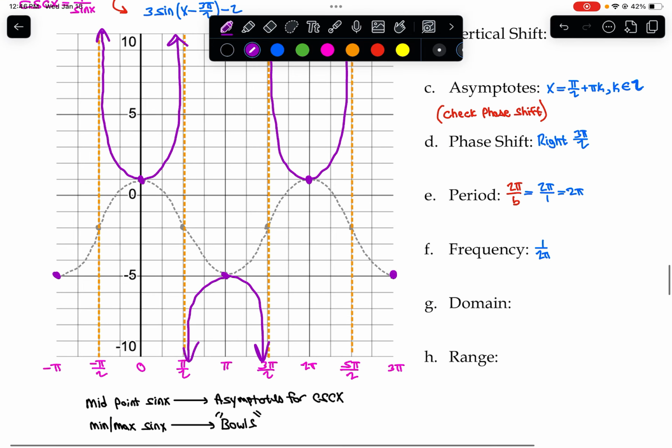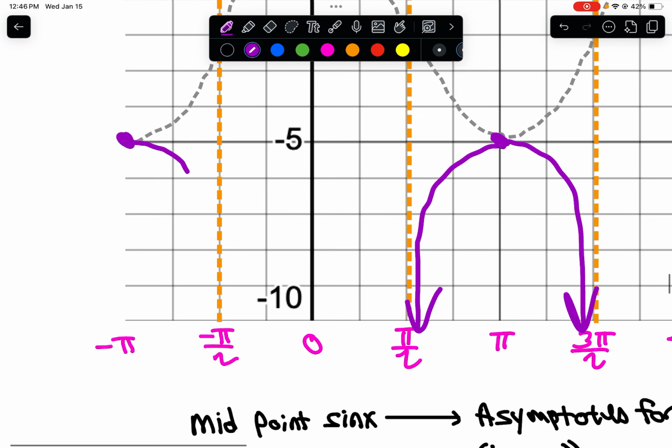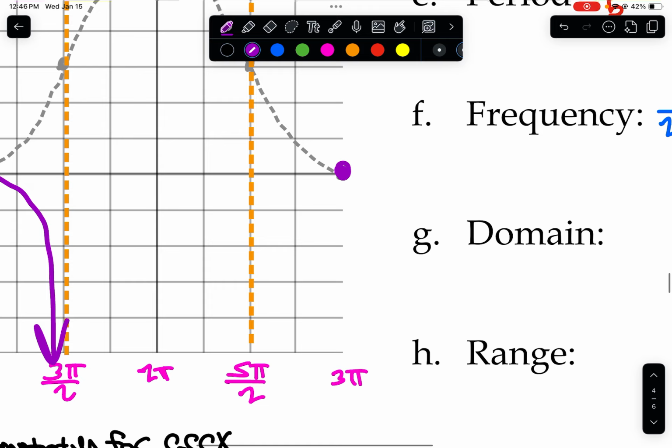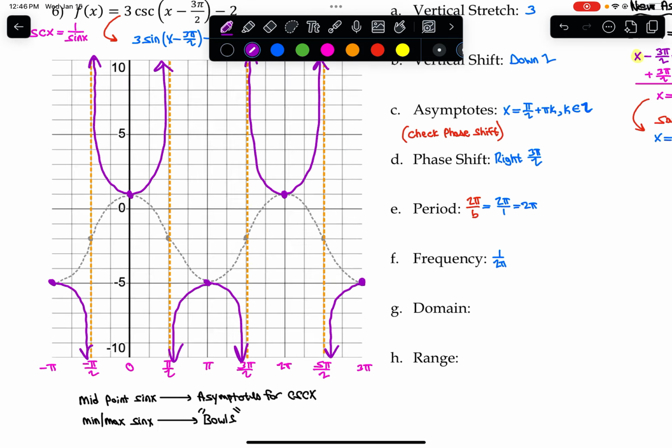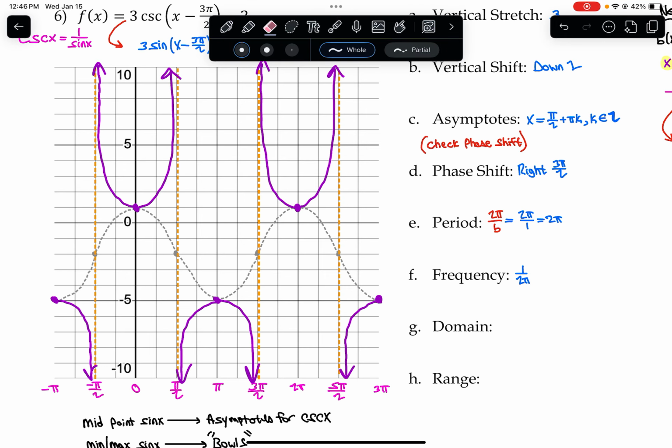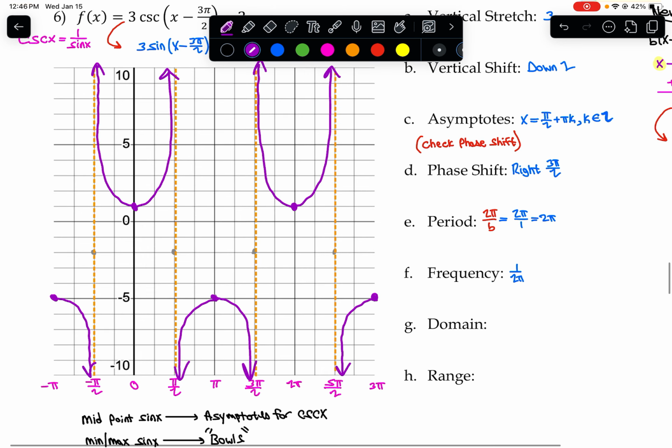All right, and then if you look on either end, you're going to see that we also can do some half bowls. So I'm going to go ahead and draw those as well, just so you can get an idea of what your graph looks like. All right, so now that I have my cosecant function graphed, I'm going to get rid of the sine function. I would highly recommend that you get rid of the sine function. However, I'm not going to require it because I want to just focus on the cosecant graph.